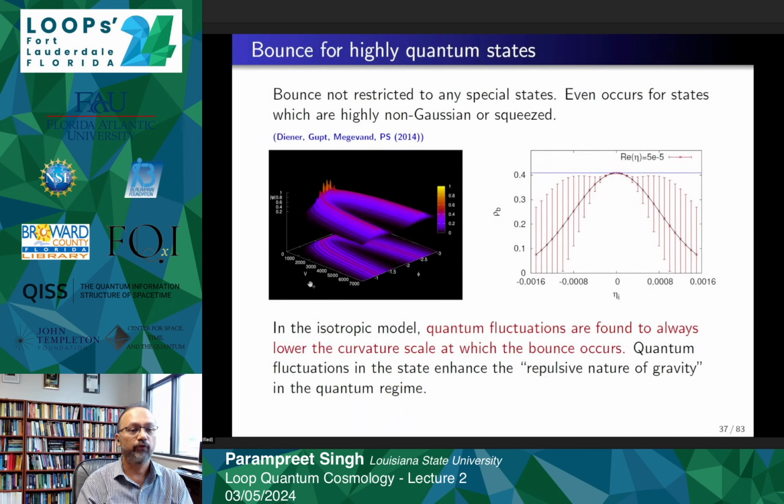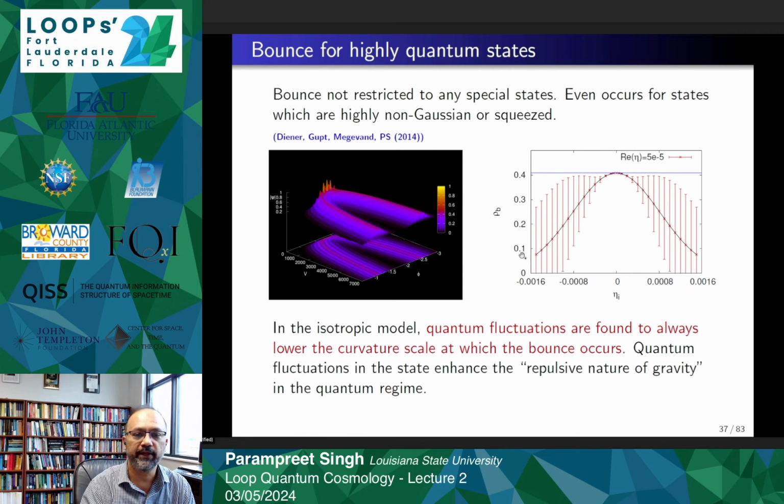Okay. Now there was a question, what happens to highly quantum states? And this question was answered both on the analytical side as well as the numerical side. You can see a simulation here, which is not Gaussian at all, it's highly quantum. There was a debate going on sometime in 2010, 2012, that these fluctuations will completely destroy the bounce. And you can see this state just very nicely bounces again from a minimum volume.